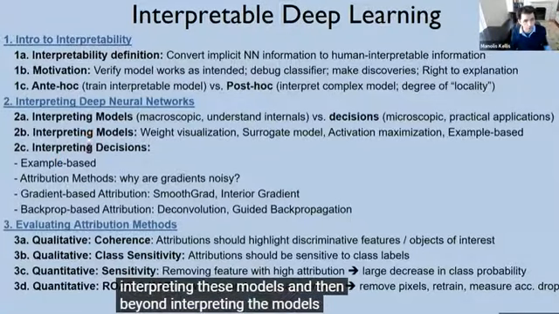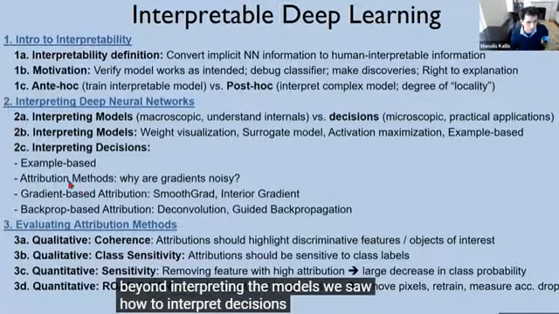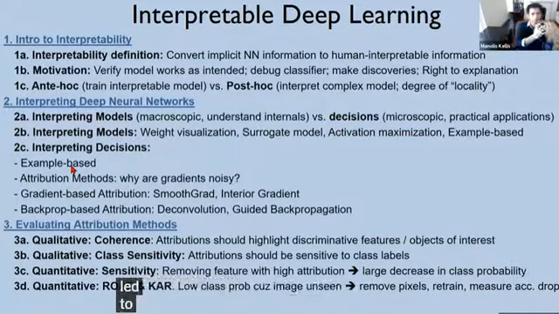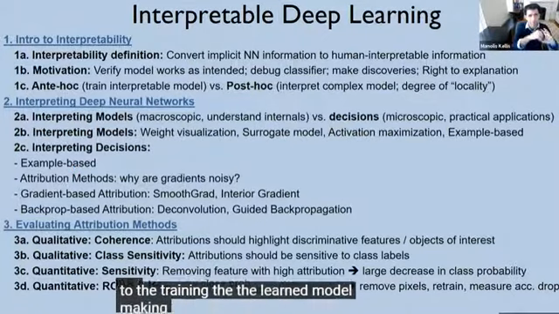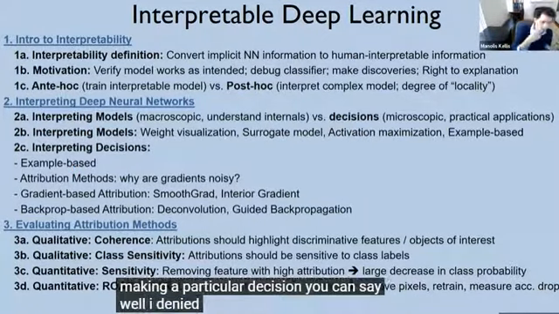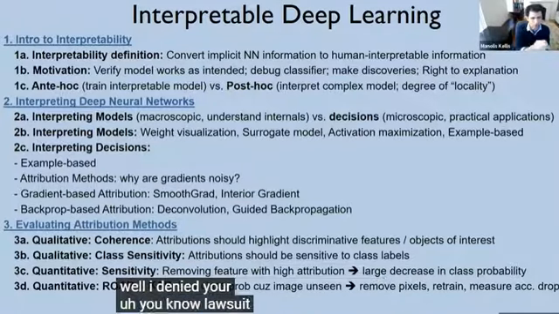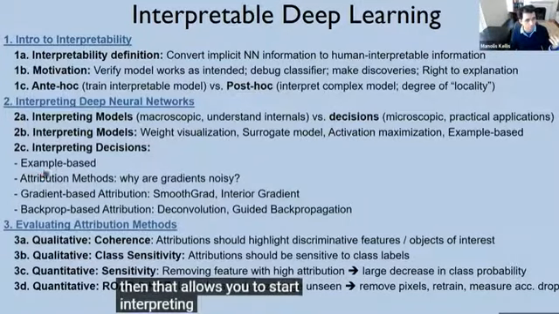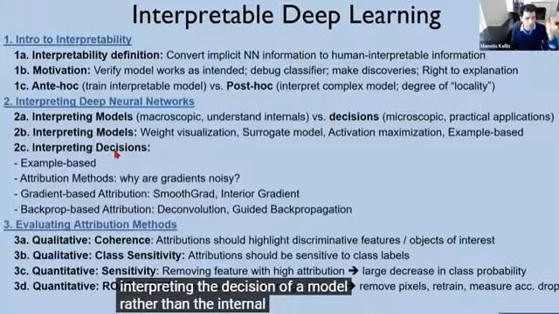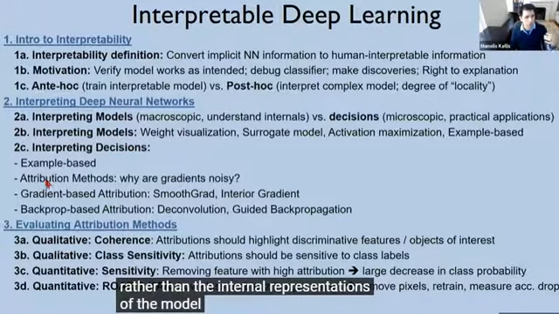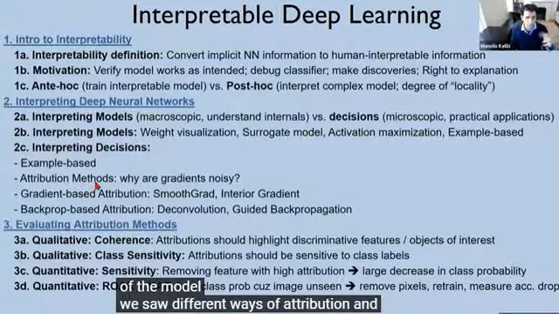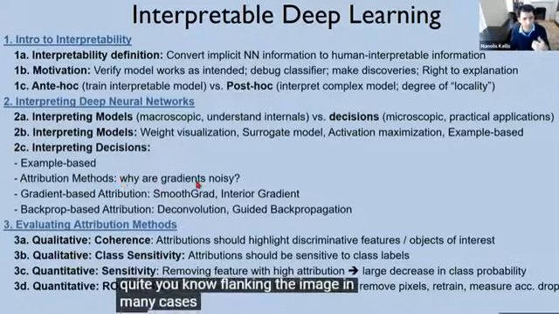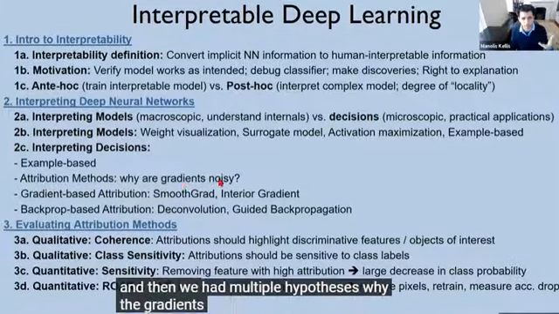And then beyond interpreting the models, we saw how to interpret decisions using specific examples that were part of the training set that led the learned model to make a particular decision. You can say, well, I denied your lawsuit because of these particular cases that I learned. And then that allows you to start interpreting the decision of a model rather than the internal representations of the model. We saw different ways of attribution and how the pixels were in fact quite noisy across the image in many cases.